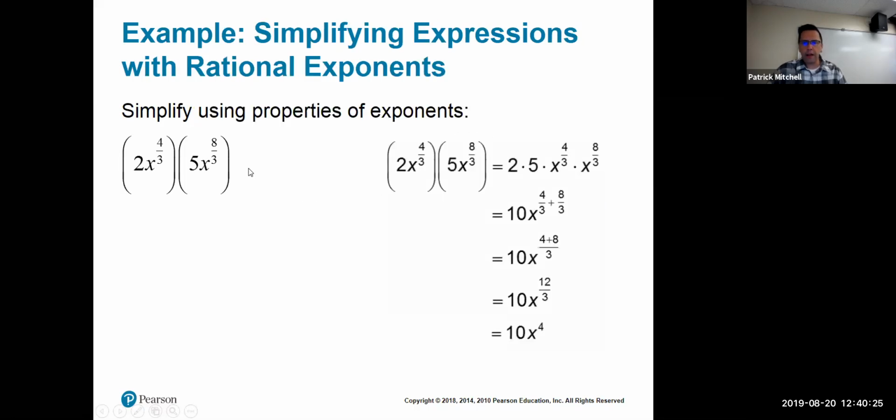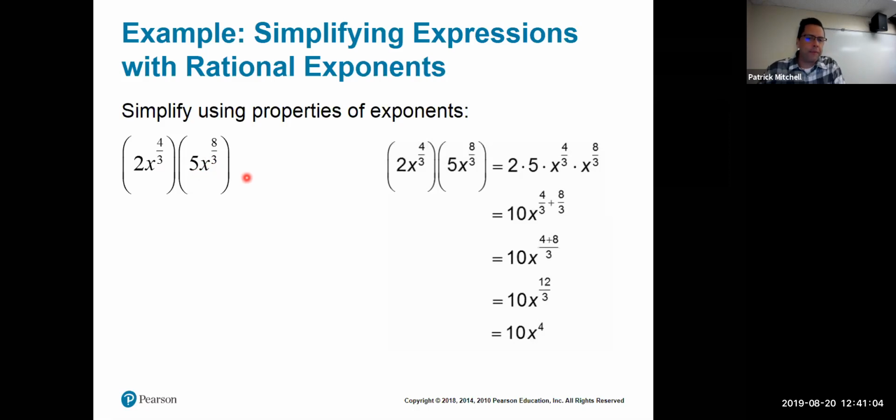All right, here's another example. Using properties of exponents, they want me to simplify 2x to the 4/3 times 5x to the 8/3. This is a situation where I often say, think of a simpler, happier time. Pretend for a second that this 4/3 was just a 4, and this 8/3 was just an 8. So it was just 2x to the 4th times 5x to the 8th.